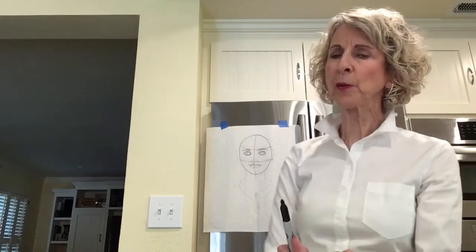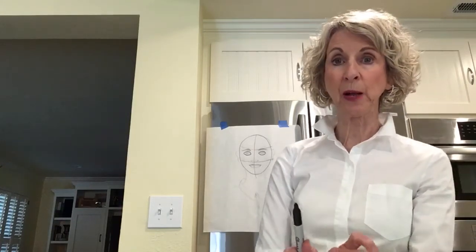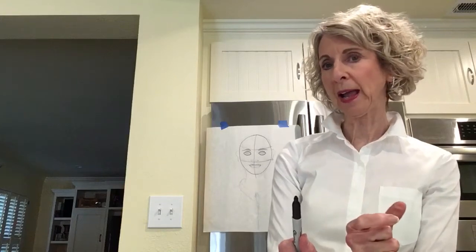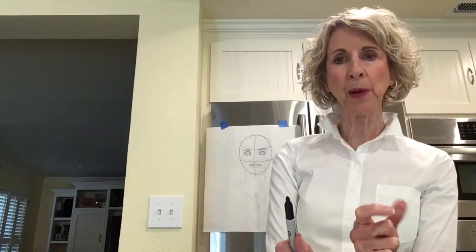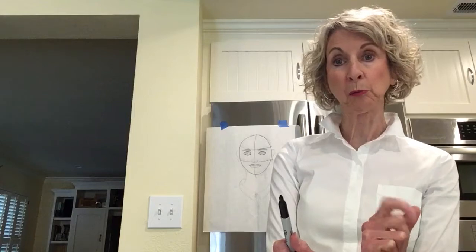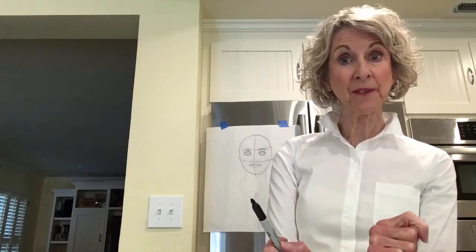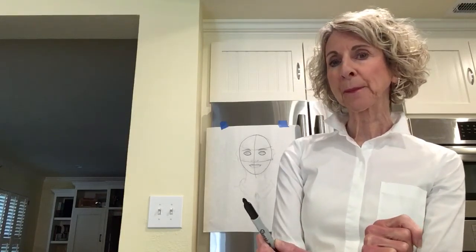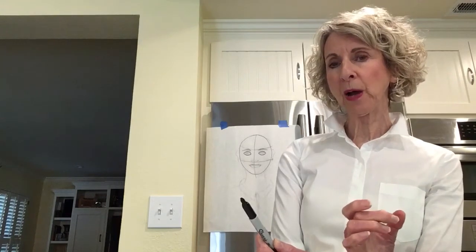The next part of the eye that we're going to do is the iris. And the iris is the colored part of your eye. And you know that differs. Some people brown, green, hazel, blue. Some people even have violet eyes. So that is the round part of your eye.